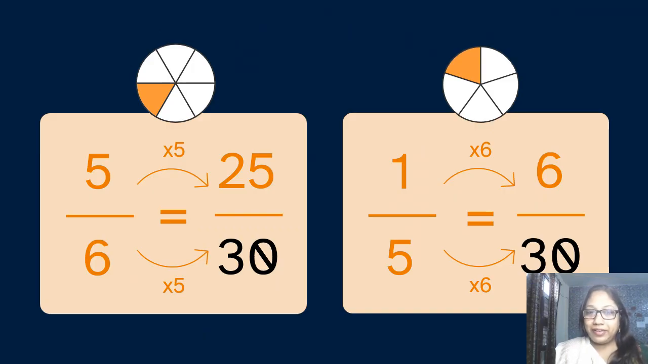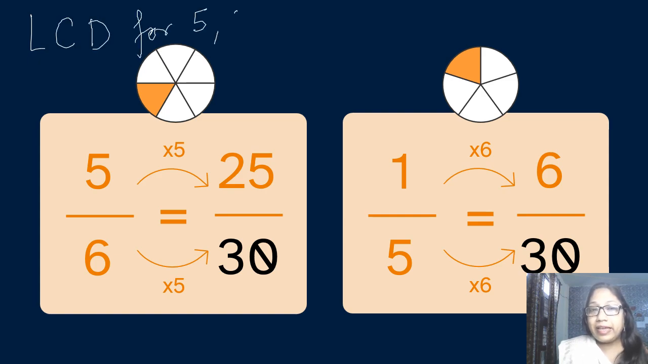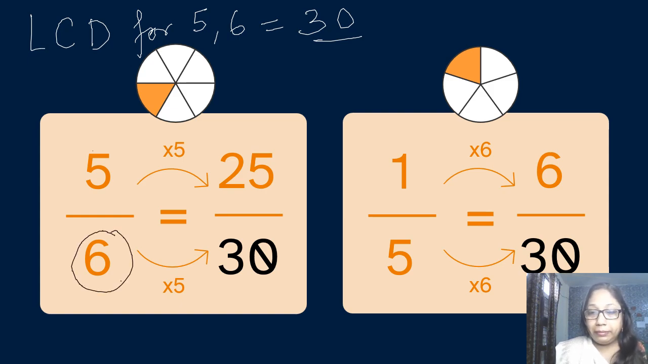Now the unlike fractions 5 upon 6 and 1 upon 5, we will make them like fractions. As we know that our LCD for 5 and 6 is 30. That means both the denominators we have to make 30. दोनों ही denominator को हमें same बनाना होगा. Same, that means 30 बनाना होगा. So 5 upon 6, denominator is 6. When we multiply 6 by 5, जब हम 6 को 5 के साथ multiply करेंगे, at that time we will get this 30.